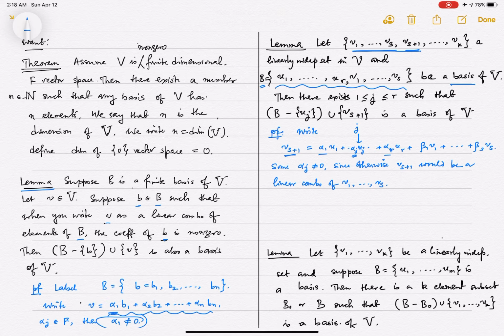But that's exactly the setting of the previous lemma. It tells you that you can delete this jth guy and instead add Vs plus 1 and you'll still have a basis. Now apply the previous lemma.